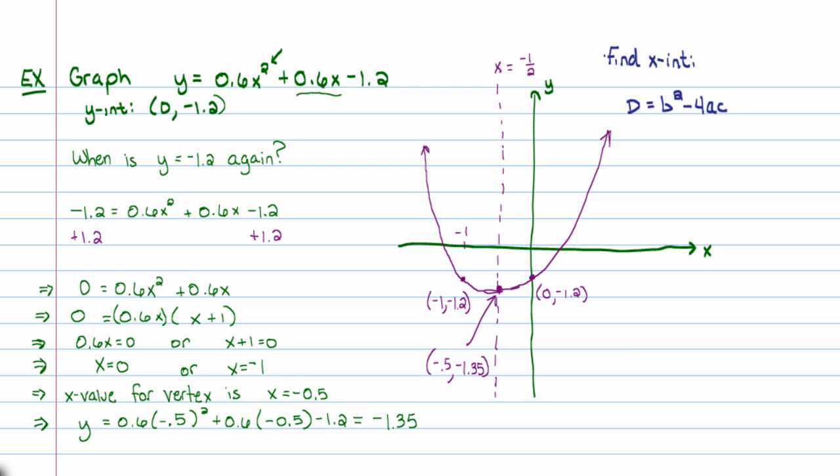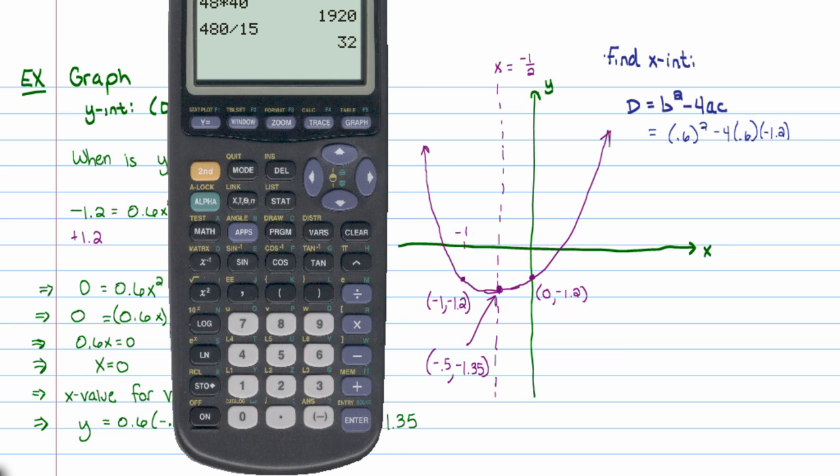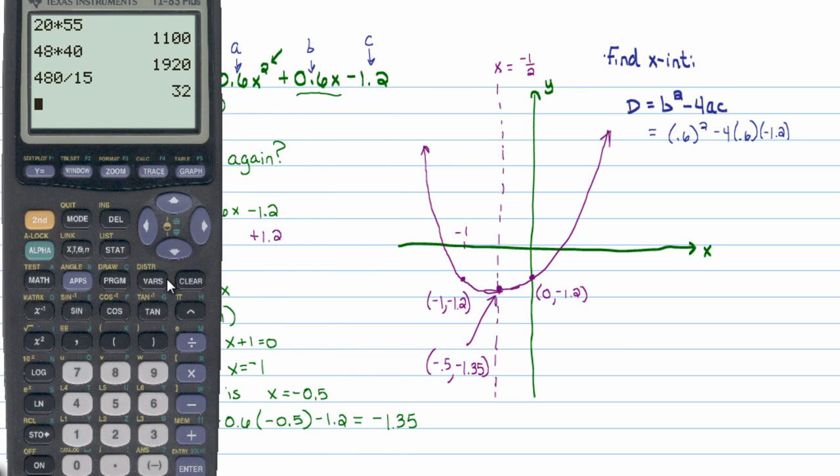Let me change the pen size here so that I'm not such a bulky pen size on there. So let's see, b squared, that's going to be 0.6 being squared. Remember, a is the coefficient of x squared, b is the coefficient of x, and c is this constant term. So b squared minus 4 times a, which is 0.6, times c, which is negative 1.2. And when you're dealing with decimals, it's just much easier to grab a calculator, so please do that.